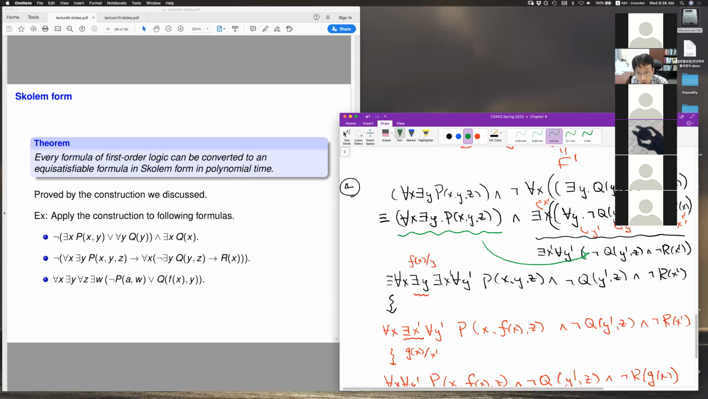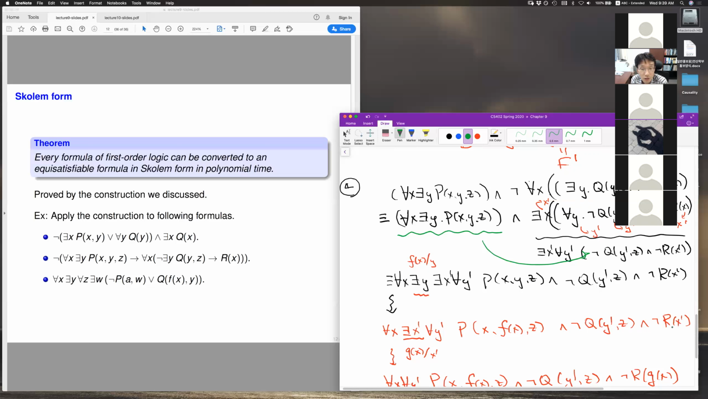Okay, so what does that mean? That means during this conversion, there are multiple possible Skolem formulas that we may end up with, depending on the particular strategy of doing this prenex form conversion. All these converted prenex formulas are equivalent, but the shape of the formula is different. And the shape has a great influence on what kind of Skolem formula we get.